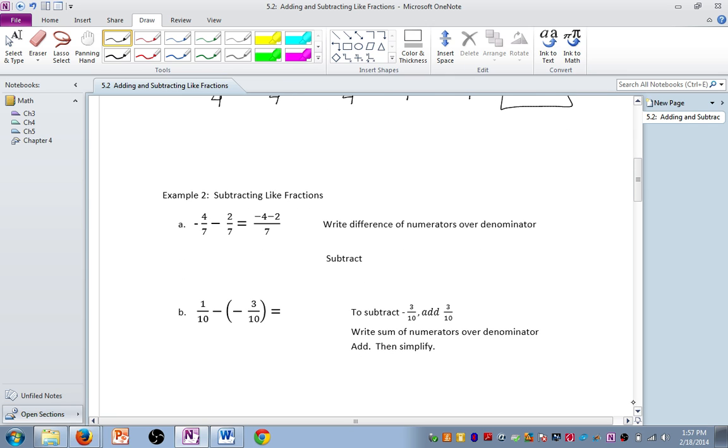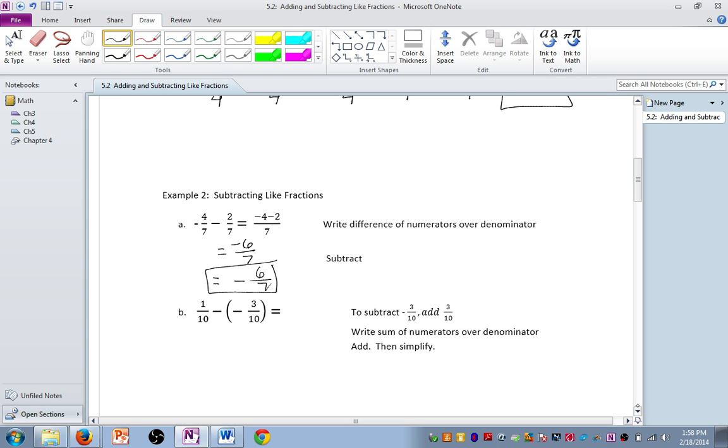Subtracting like fractions. Again, you have a negative 4/7 minus 2/7. You write the difference of the numerators over the denominator. So I'm showing up here a negative 4 minus 2 over 7. Now you're going to subtract. A negative 4 minus 2 equals a negative 6 over 7, which is equal to me writing my negative that way. And there's your answer.